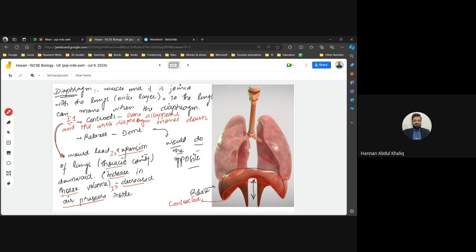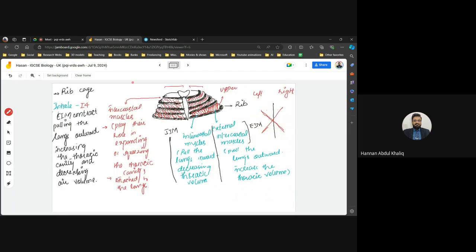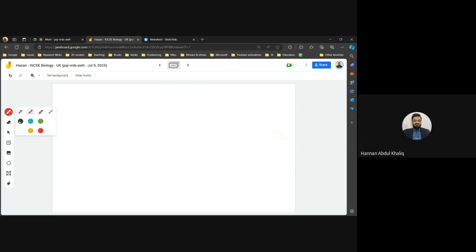Just like if you are describing the inhalation, what would you do? Inhalation or even exhalation, in both cases you can follow this: first tell the contraction, and then tell the consequence.